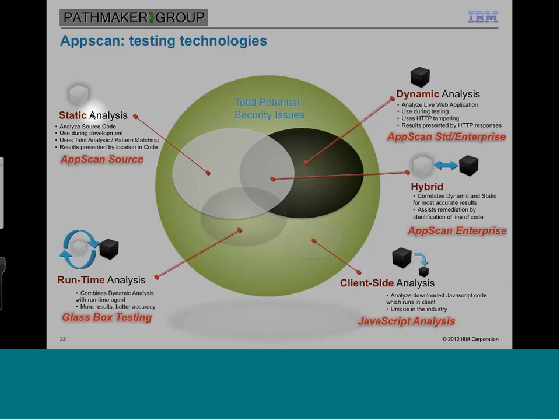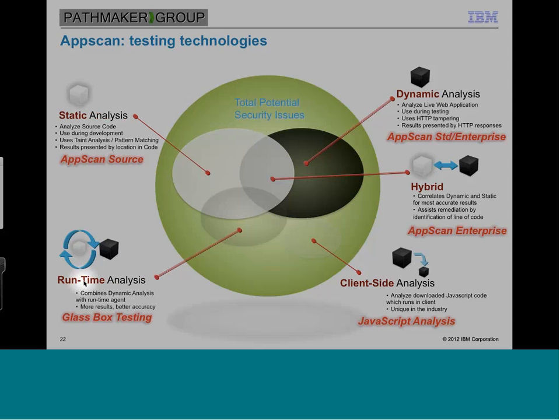Then we have the dynamic side of things, which is basically scanning the web application as it's executing. We're sending tampered HTTP requests and getting back responses and then determining where there are vulnerabilities in the application. We have two core products in that area. One's called AppScan Standard, and the other is called AppScan Enterprise. Standard is like our desktop scanner, or as Jason said, a scanner in a box. Enterprise would be the dynamic scanner that, as the name implies, an enterprise-wide type of deployment would typically use.